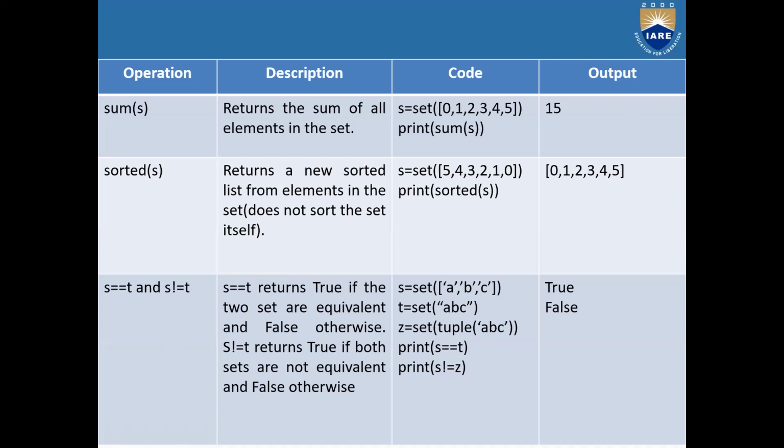Okay, S is not equal to T and S is equivalent to T. What is the difference between these two? S equivalent to T, if we are taking that one, it will return true if both the sets which we are comparing are equivalent. Otherwise, it will be returning false. And S not equivalent to T returns true if both the sets which are present are not equivalent. It returns false if they are equivalent. Got it?